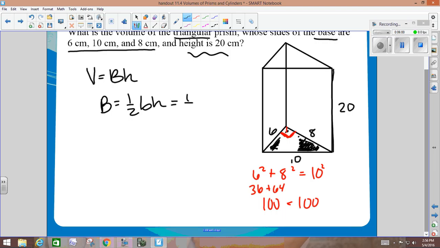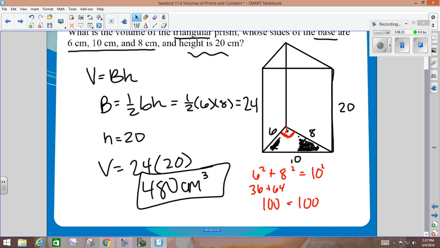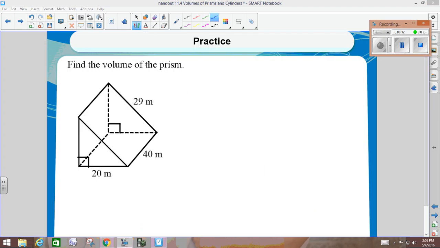So then, Brian, 1/2 times 6 times 8 to find our big B. Good. And then the height of the prism is 20. So then our volume is going to be 24 times 20, which is 480 centimeters cubed. Good stuff. Do number 3 on your own.